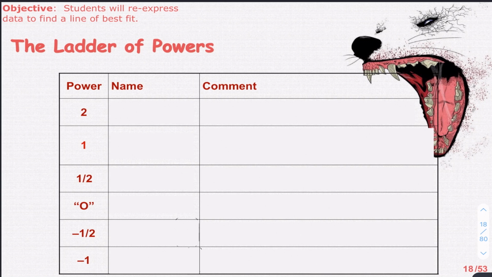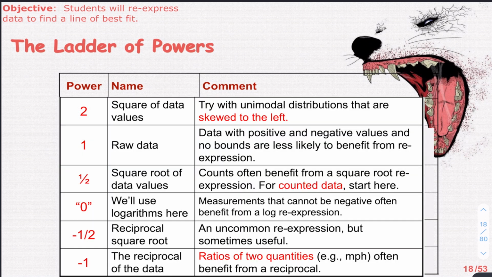Normally, we start at 1, and this is just your original data. But we could move up and we can square, or we can go down and square root. So square, linear, square root. We have 0 to go drop down. If anyone's taking calculus, you think the derivative of 1 would be 0, but this is our log function. And then negative 1/2 would be the reciprocal square root function, and negative 1 would be our reciprocal function.